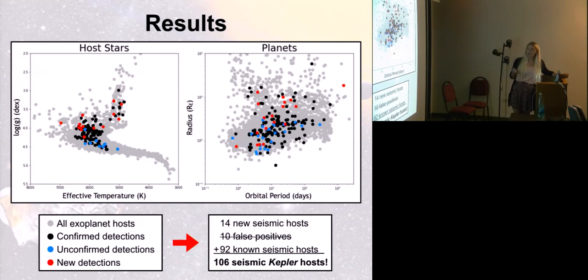So on the right here, we have the planets that are orbiting around these stars, and you can see it's not a one-to-one because Kepler has demonstrated that planets are more abundant than stars. The colors have the same meanings. And this is planetary radius in Earth radii as a function of orbital period in days. And you can see that the Kepler population of planets really fully explores this parameter space. So in total, we have 14 new seismic hosts and confirmed oscillations in 92 known seismic hosts for a total of 106 seismic Kepler hosts.